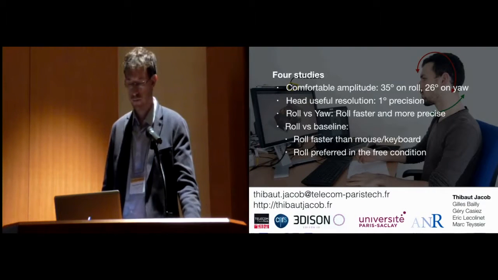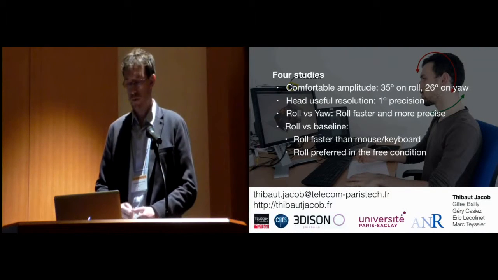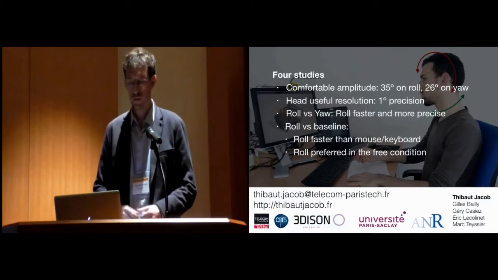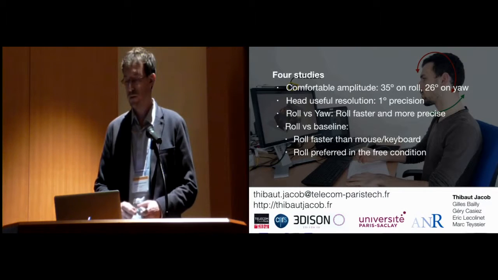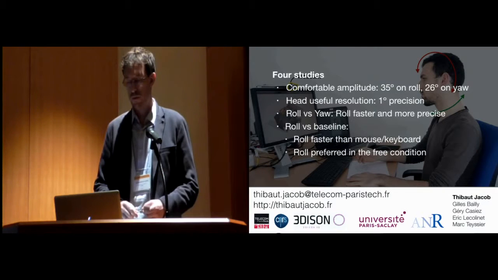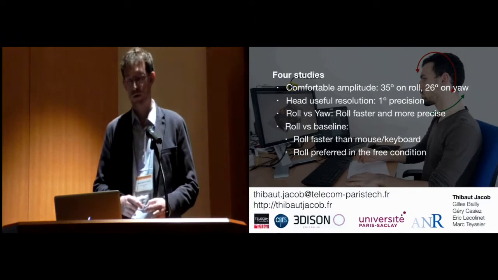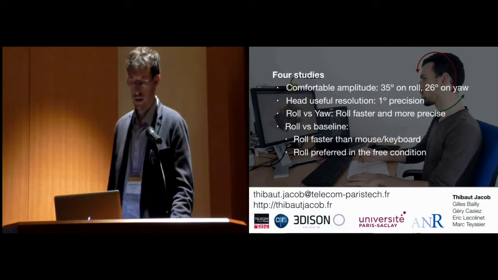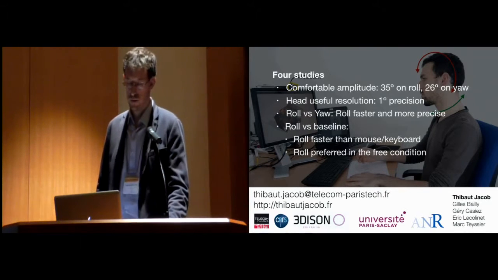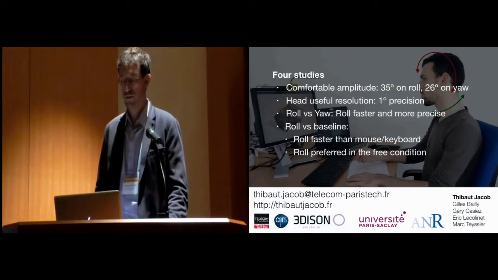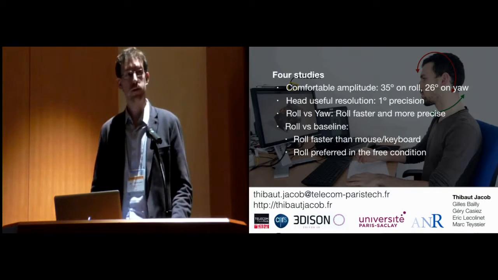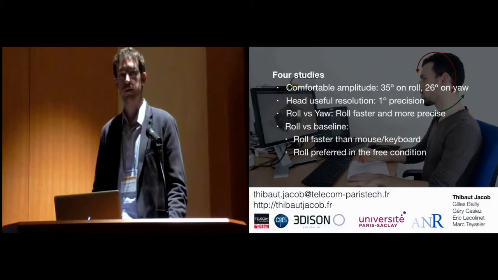So to sum up, we conducted 4 studies. We first found out that the widest amplitude that users could perform in front of the screen was about 35 degrees on the roll and 26 degrees on the yaw. We found out that the smallest movement they could perform willingly was about 1 degree. We found out that roll was faster and more precise than yaw. And I guess the baseline roll was also faster than mouse keyboard, and was also preferred in the free condition. So thank you for listening to my talk, and I'm ready to take your questions.